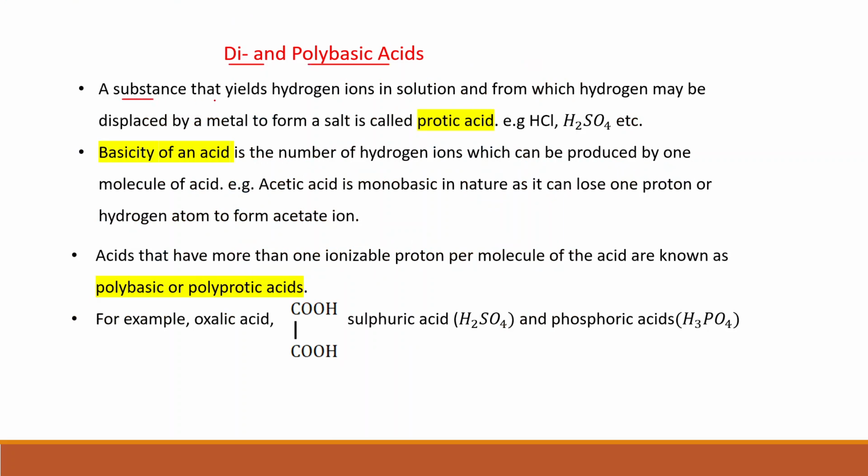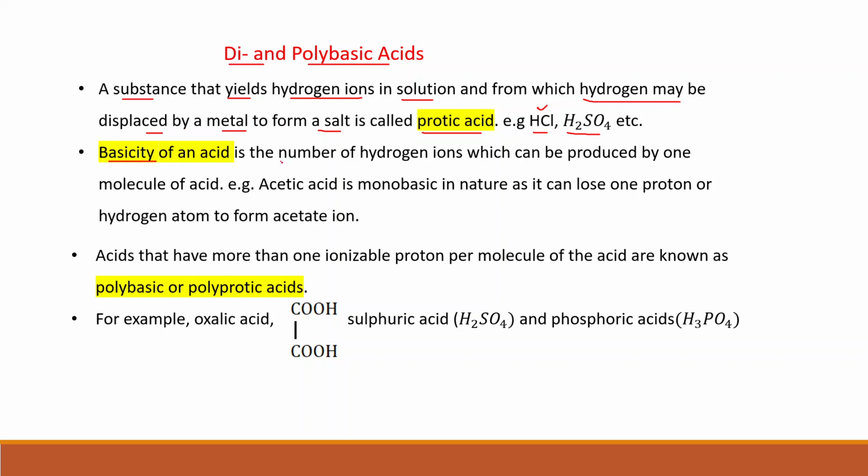First come to di and polybasic acids. A substance that yields hydrogen ions in solution and from which hydrogen may be displaced by a metal to form a salt is called a protic acid. For example, HCl, H2SO4, etc. When HCl is dissolved in water, it gives hydrogen ion, H plus ion. Or when HCl reacts with a metal, then we will get the salt. So these are the protic acids.